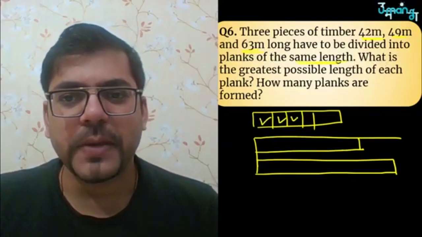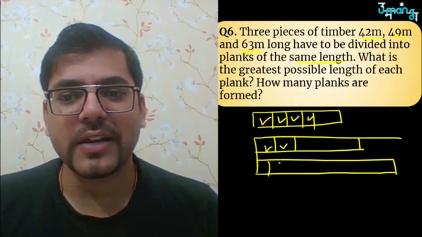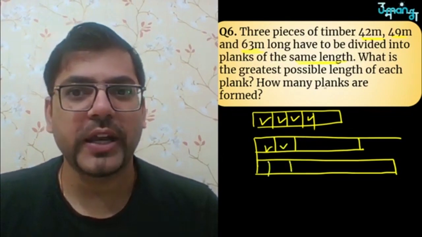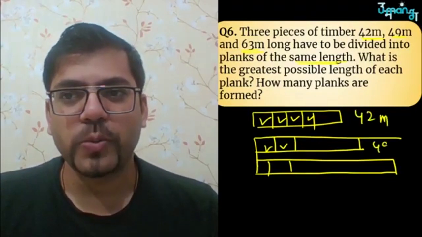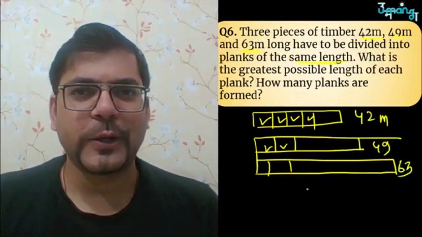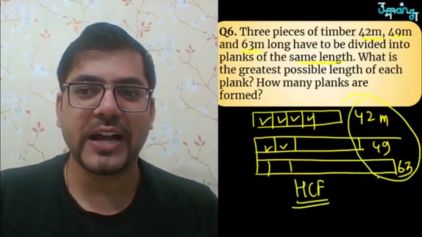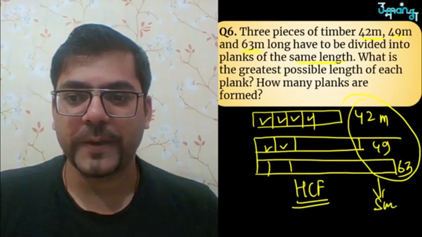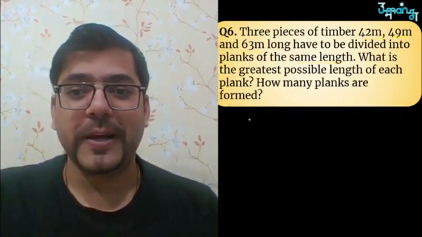What is the greatest possible length of that plank? Obviously, the value which is being asked is surely a lesser value compared to 42, 49 and 63, isn't it? It is going to be a lesser value. So I don't think I need to tell you, you need to find the highest common factor, because the quantity which is being asked from you is a smaller quantity, isn't it? So if you have understood that, find the HCF.